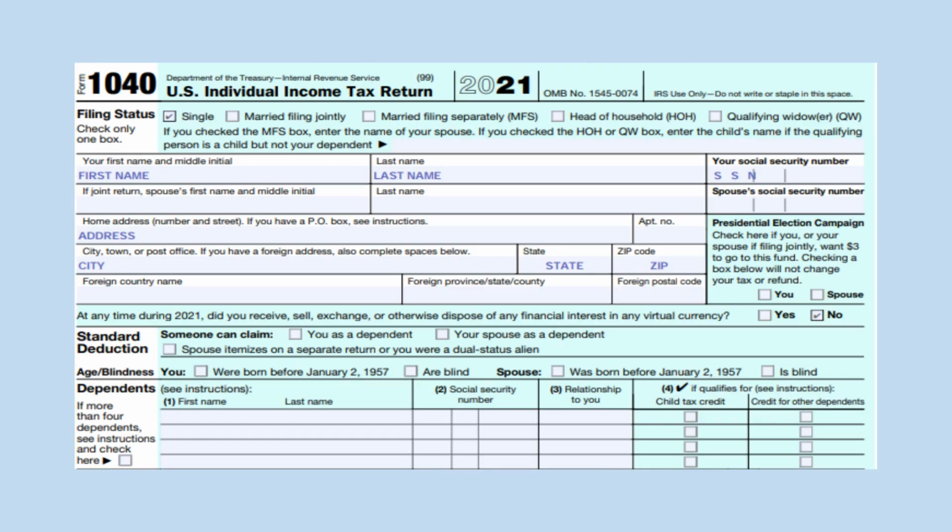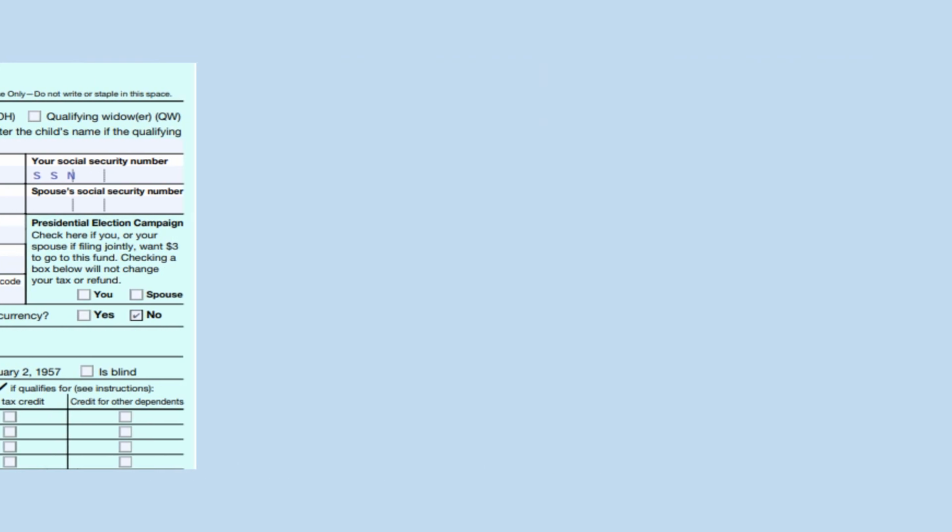On the front page of the Form 1040, under the Filing Status section, check the box that you are single, put your name, address, and Social Security number at the top of the form. Also, make sure to answer the question regarding virtual currencies. In this example, the answer is no.